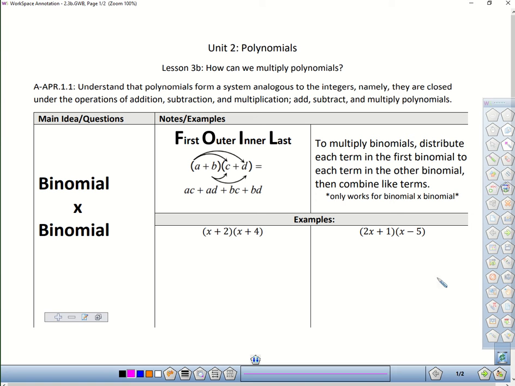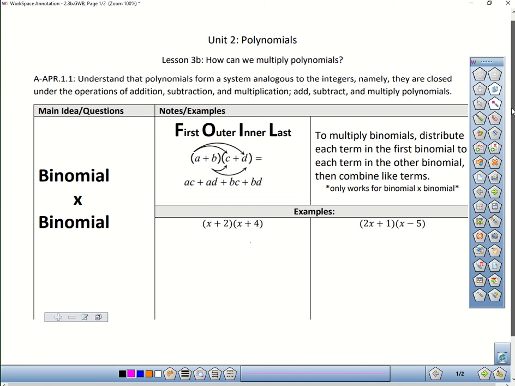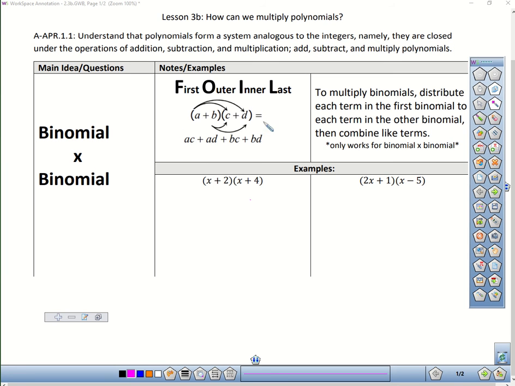So today we will talk about how we multiply polynomials. So FOIL is an acronym used to multiply binomials: distribute each term in the first binomial to each term in the other binomial, and then combine like terms. This only works for two binomials, so they have to be two terms each. So let's look at the examples. So example 1. Is that two binomials?